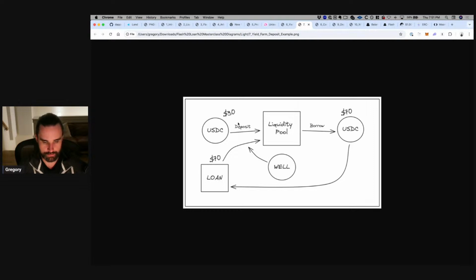So let me repeat it. You take $30 of your own money, you take out a flash loan for 70, you combine these together for 100. Now, this allows you to turn around and borrow USDC instantly. So you've got $100 in there. Now you can borrow 70 USDC and then pay it back. So you now have $100 in the protocol, but you've borrowed 70 because you can deposit and borrow.